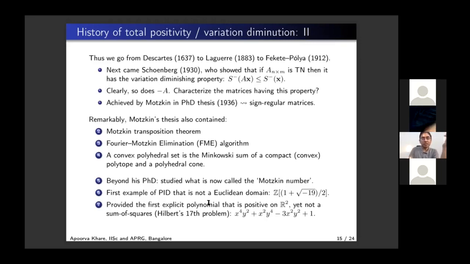And he provided the first explicit polynomial in two variables that is non-negative on the plane but is not a sum of squares of polynomials, because clearly sums of squares of polynomials are non-negative. This one is non-negative, but it is not a sum of squares. And this was an explicit example. Hilbert, I think, had proved that there exist such examples, but nobody had come up with one, and Motzkin did. This is, of course, famously related to Hilbert's 17th problem.